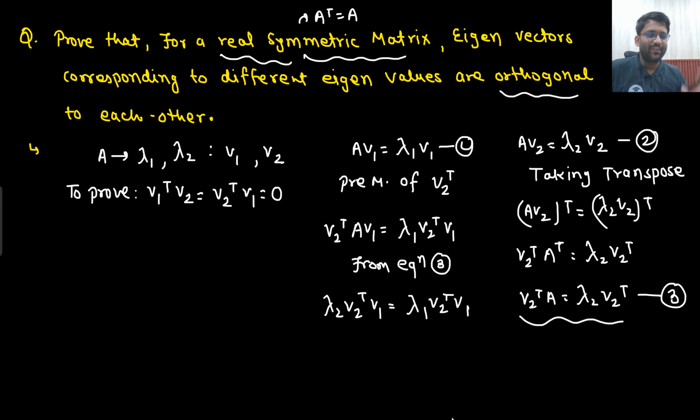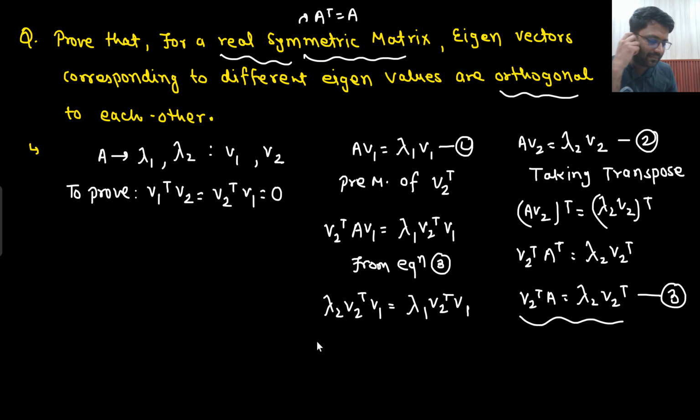This proof is not very straightforward, but we need to keep on thinking that v2 transpose into v1 is what I would need. So here I did the pre-multiplication with v2 transpose so that I can get v2 transpose into v1. Then I thought that I cannot proceed further. I need something about v2 transpose. So here I tried creating v2 transpose. So this is what I was getting, v2 transpose into A, which was nothing but lambda 2 into v2 transpose.